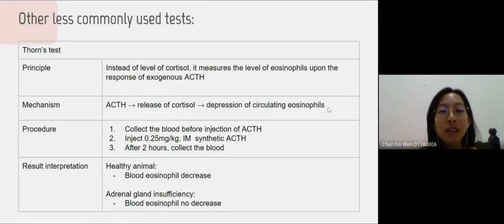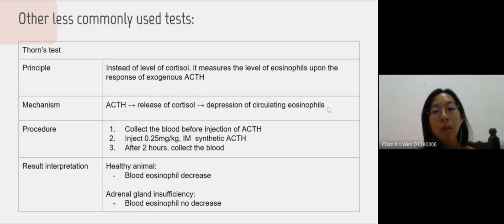Okay, hi everyone. I will talk about a less commonly used test to assess the adrenal gland function. This test is what we call the TON test. The principle of this test is to measure the level of eosinophil upon the response to exogenous ACTH. When we compare with other more commonly used tests, we usually measure the level of cortisol, but for this test, we measure the level of eosinophil.